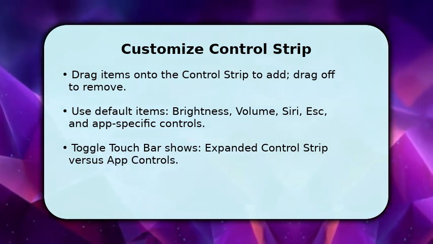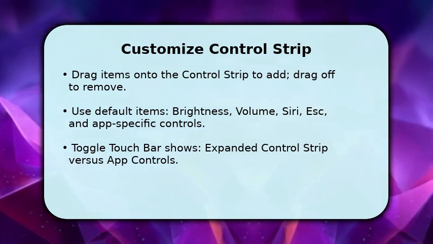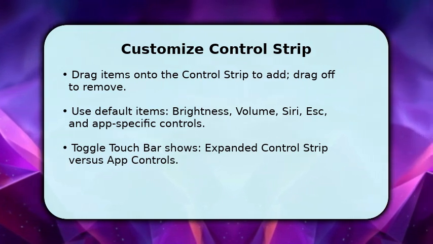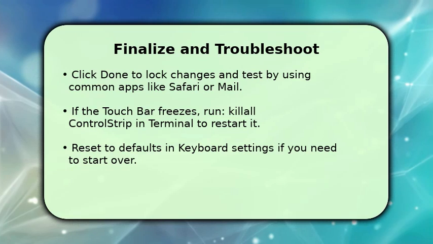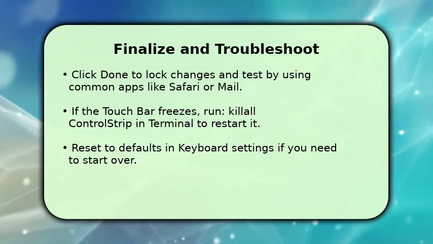Once done, make sure to test in multiple apps so you see app-specific buttons populate. This confirms your layout behaves as expected under real use. Finish by clicking Done, and then immediately test the touch bar in a couple of apps to verify your choices.